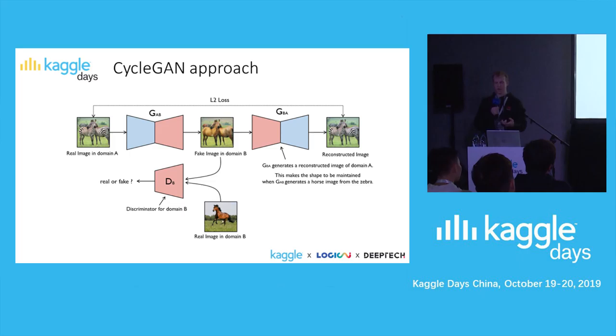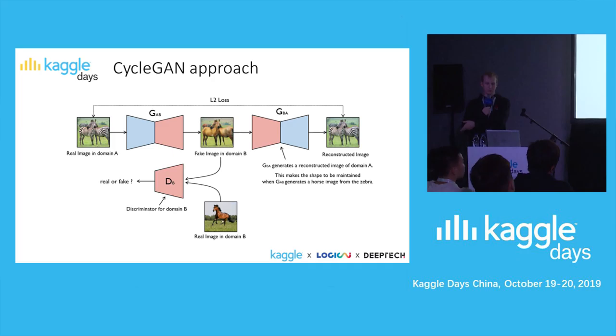How does the CycleGAN approach work? Basically, it has two networks, which are called GAB and GBA. These are exactly these two functions which were introduced here. The first one takes an image from domain A and tries to generate the same image in domain B. And the second generator just takes the image in domain B and tries to generate the image in domain A.